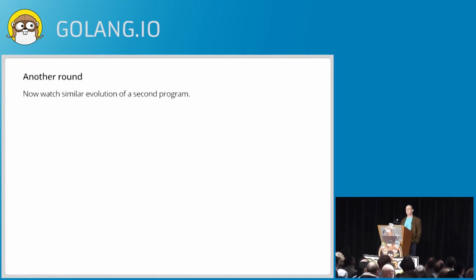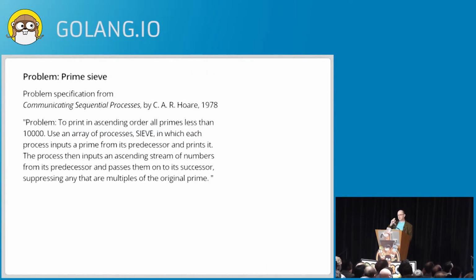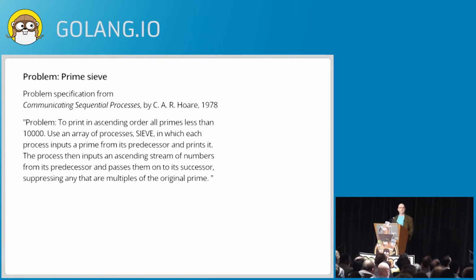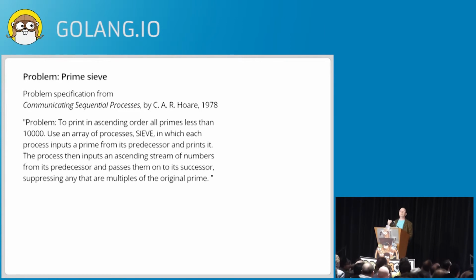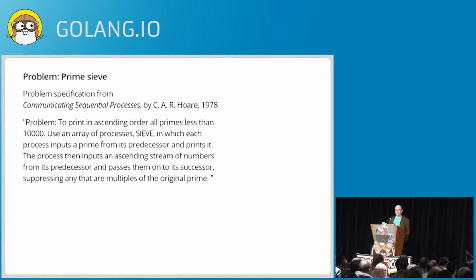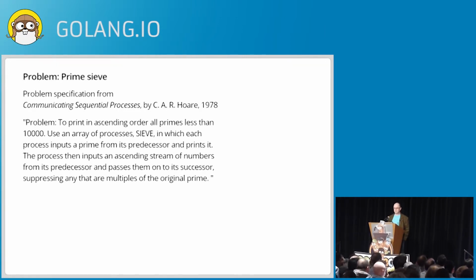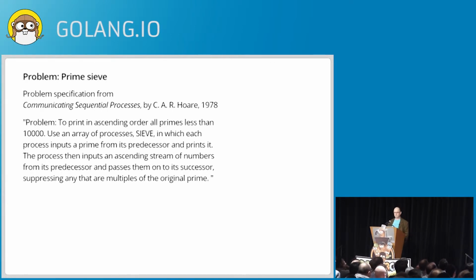Now I want to go through a second program. That was Hello World. Now we need to talk about concurrency. And I think a good way to do that is to somewhat more quickly go through the first concurrent program that I ever saw, period. And that was first one written in Go. It came out of a paper written by Tony Hoare in 1978 called Communicating Sequential Processes.